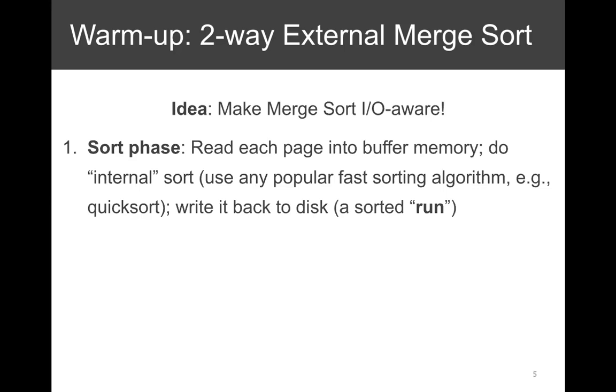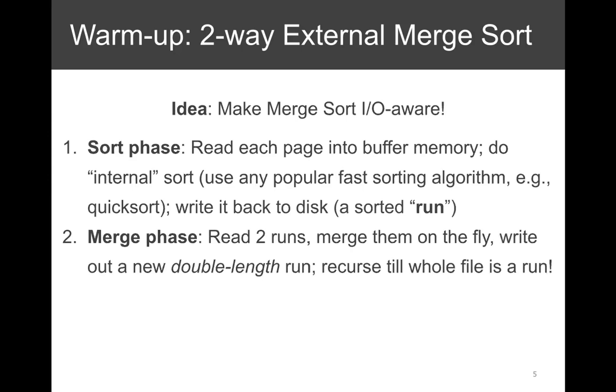There are two phases for an external merge sort: the sort phase and the merge phase. In the sort phase, the basic idea is as follows. We have the relation as a file on disk. We read each page of it into buffer memory, one page at a time, and then we do an internal sort for the records within that page in memory. For the internal sort, we can use any popular fast sorting algorithm from your algorithms class, for example, quicksort. Now we get a temporary sorted page, and we write that back to disk. This sorted page is a seed for what is called a sorted run. And then this sorted run will keep growing larger and larger until the entire file gets sorted.